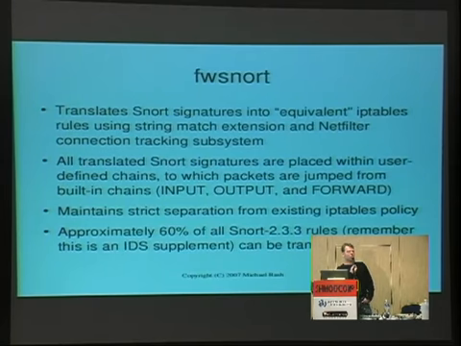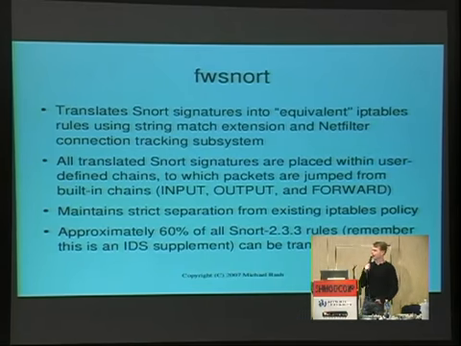So all FWSnort rules that it builds, of course it can be in the multiple thousands now that you're running within the kernel, are placed within custom-defined chains that are interfaced via the built-in INPUT, OUTPUT, and FORWARD chains in the filter table. It does this to maintain a strict separation between any existing iptables policy that you may already have on the system, so that you can deploy FWSnort in parallel and not have to worry about it messing up your existing policy.